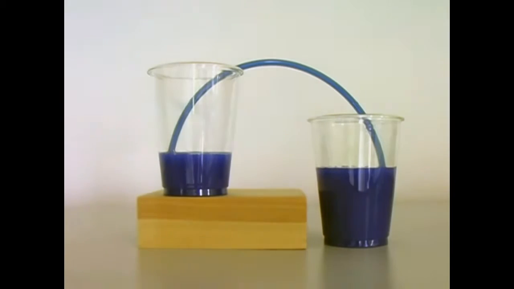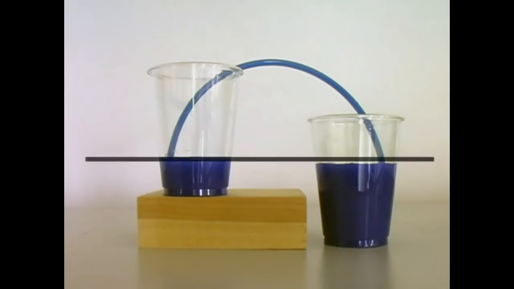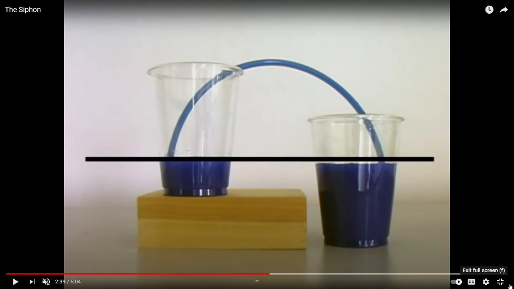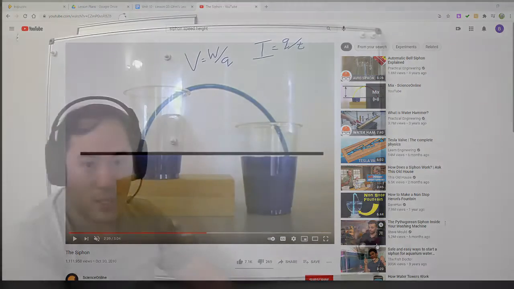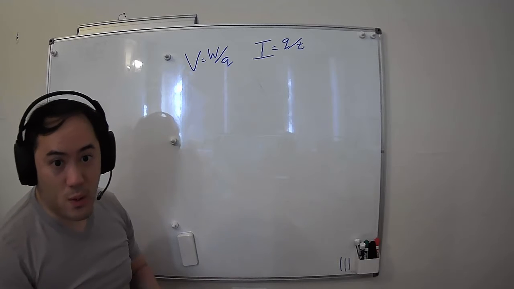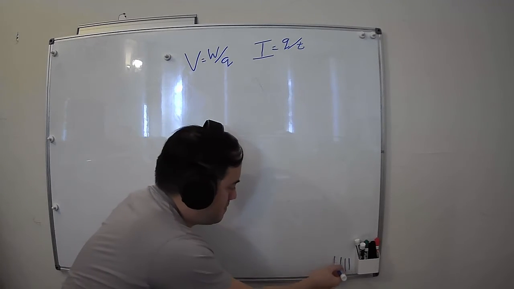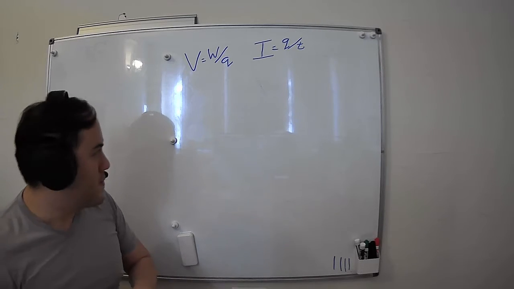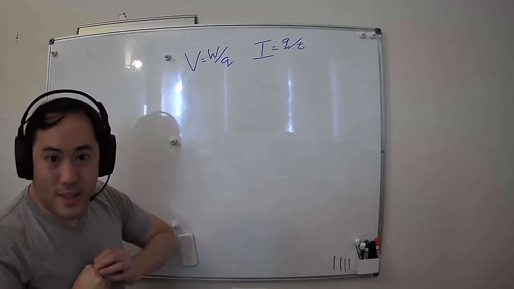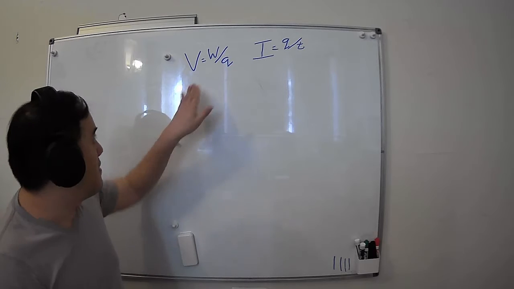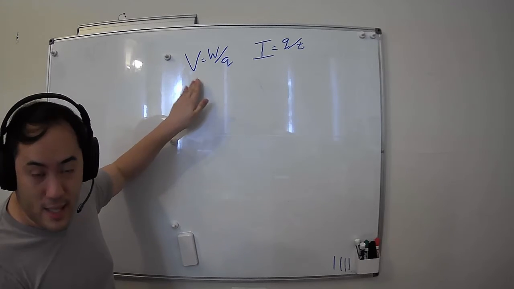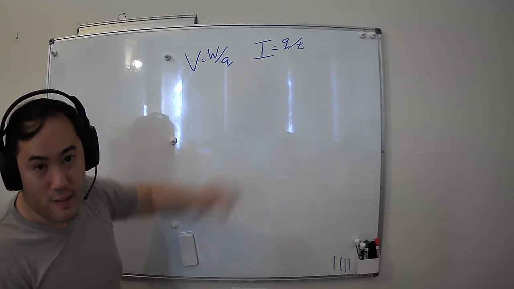We know they're going to stop when the water levels are equal. But what's the speed as that approaches equal? That's the question. What determines the speed of the water flowing through the tube from cup to cup? Yeah, great job. It was the difference in level. The difference in height, the potential difference, the voltage, affects the flow of water.